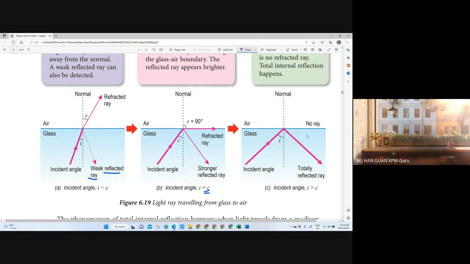So let's say this incident ray here is 100% of the intensity of light. When it is refracted away into the less dense medium here, let's say I simply put 90%, so the 10% is actually deflected. Here is the deflected angle R, this one is the deflected angle.